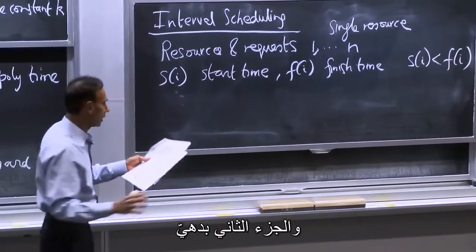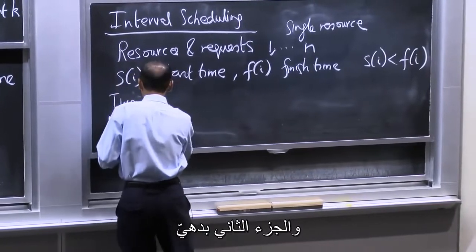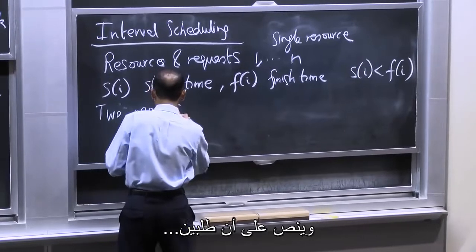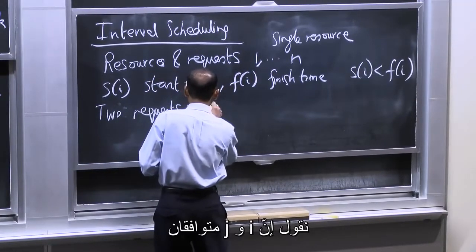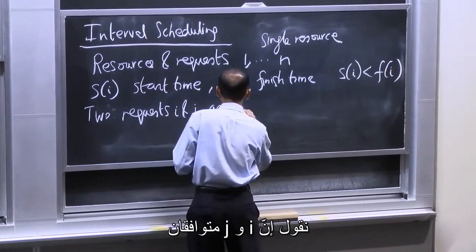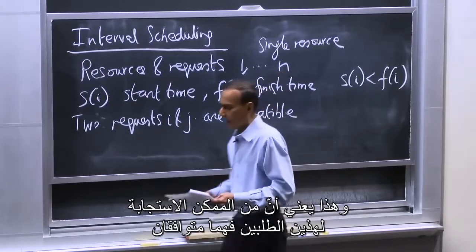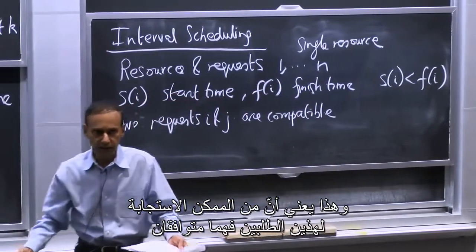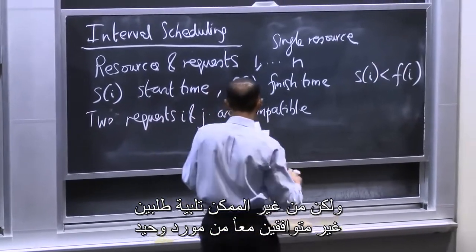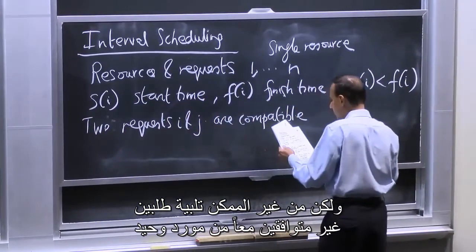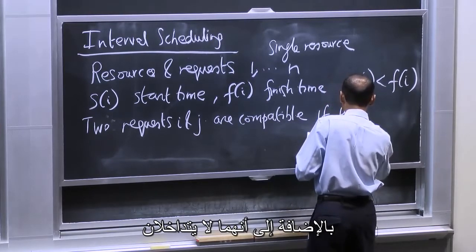And then the second part, which is intuitive, is that two requests, we have a single resource here, remember, i and j are considered to be compatible, which means you can satisfy both these requests. Incompatible requests you can't satisfy with your single resource simultaneously, provided they don't overlap.